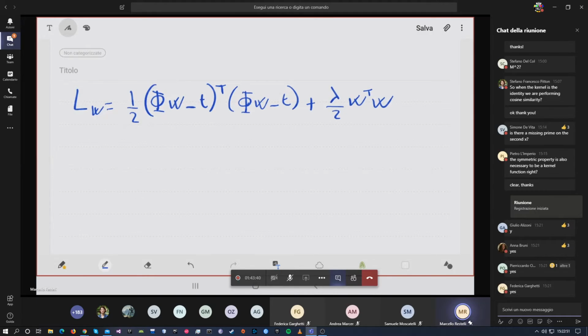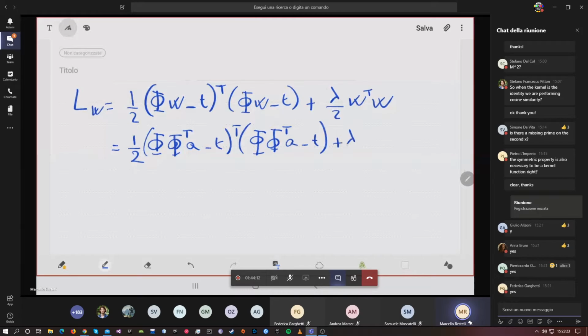Now we want to replace W with the expression that we have found, that is capital phi transpose A. And so what we get is phi, then phi transpose A minus T transpose, and here I have phi, and then phi transpose A minus T, plus, and here now what I have is W transpose. When you have a scalar, an inner product between two matrices, you have to swap the terms and take the transpose. So W transpose is A transpose phi, and then we have phi transpose A. Is it okay?